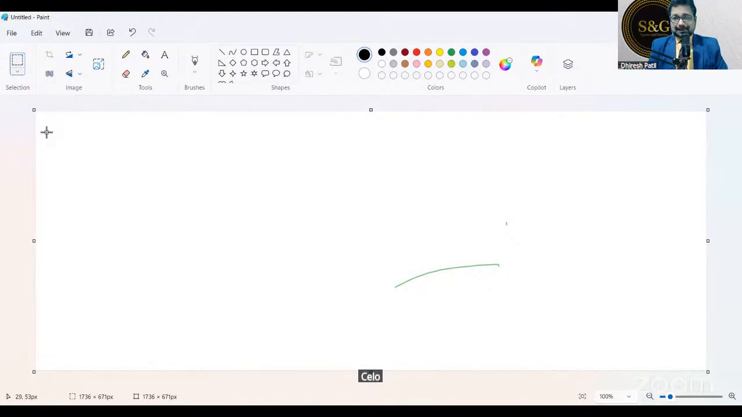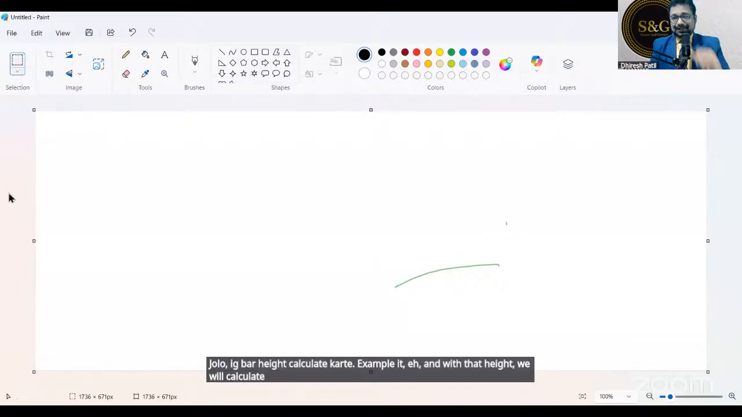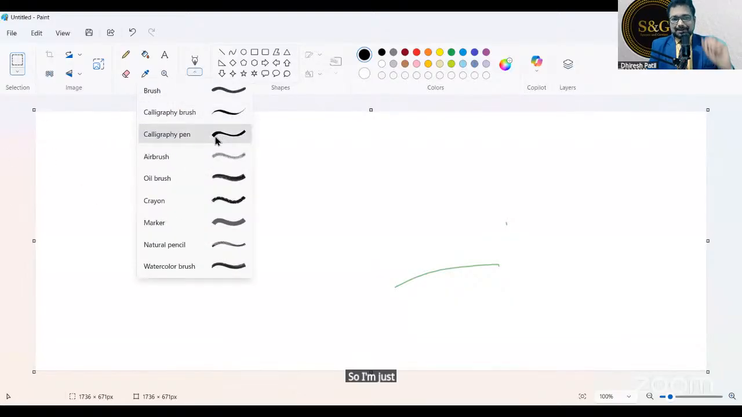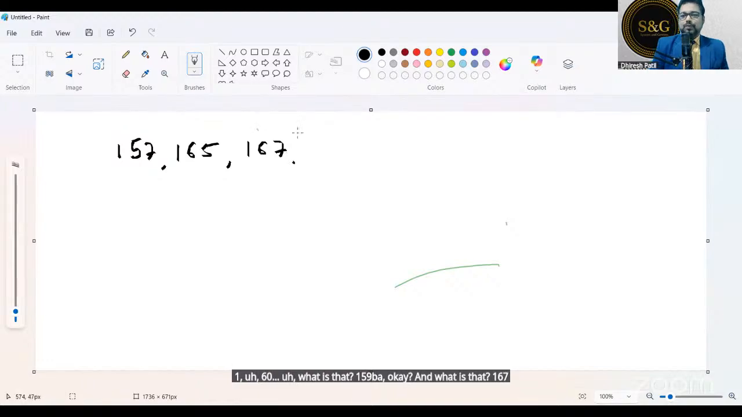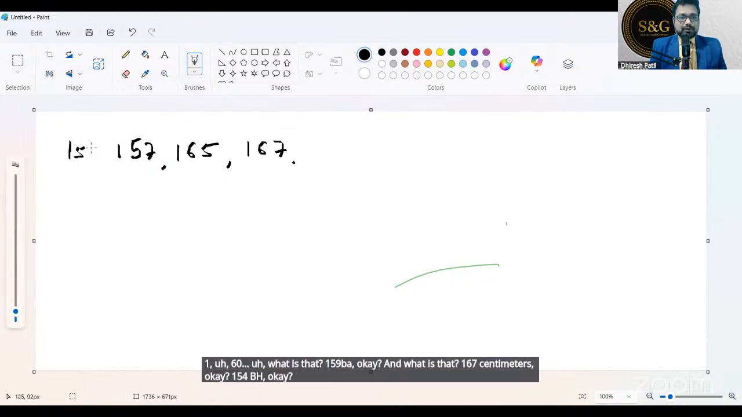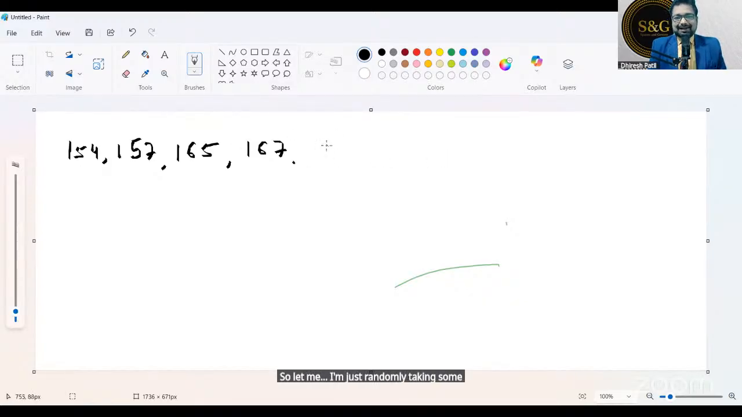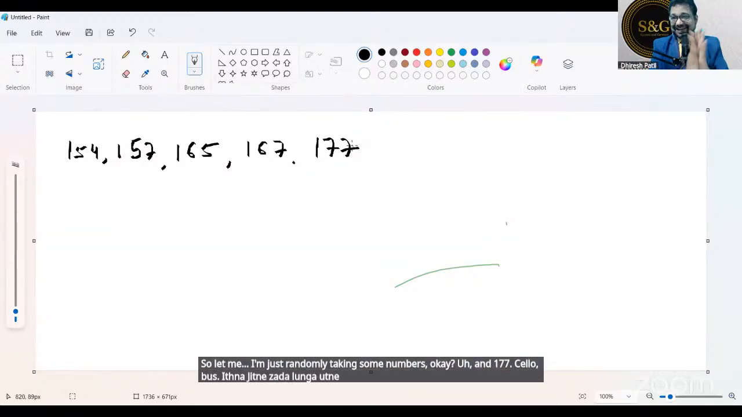Let's calculate height, take some examples, and with that height we will calculate our standard deviation. So I'm just taking some examples. Okay, 157 is one. Very good. Okay, 165. 160. 159 also. And 167 centimeters. 154 also. I'm just randomly taking some numbers. And 177. That's enough, the more I take, the more you will have to calculate. So I've randomly taken five people's heights right now.